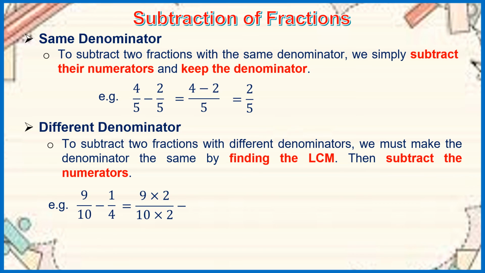So therefore, 9 over 10 will be multiplied by 2 and 1/4 will be multiplied by 5. So the result would be equal to 18 over 20 minus 5 over 20. Since they have the same denominator already, we are going to subtract 18 minus 5, which is equal to 13 over 20.